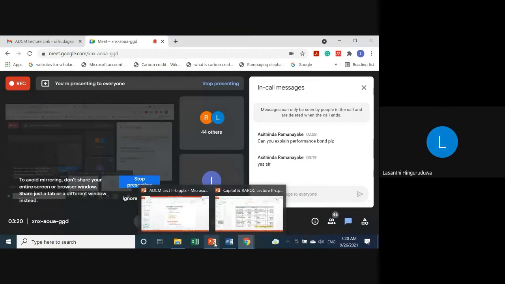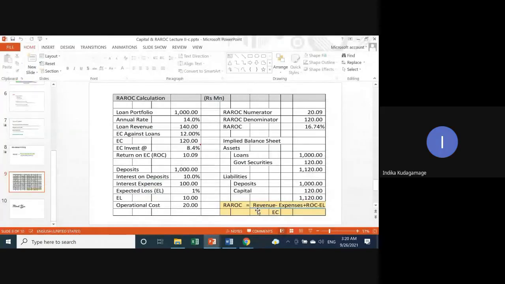Sir, another small question on the calculation. How did you arrive at that RAR numerator amount, 20.09? Yeah, it is like this. Revenue, which is 140, minus expenses, our interest expense and the operations. Okay. Right. Thanks.